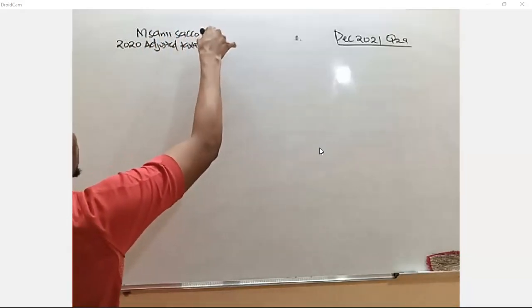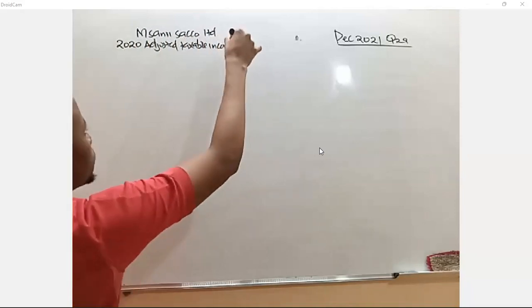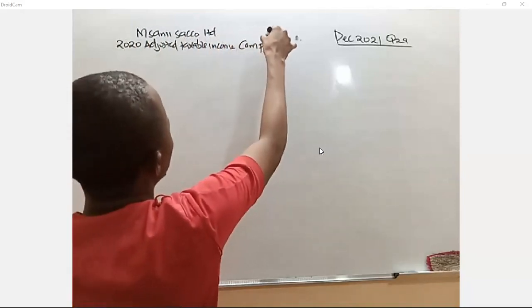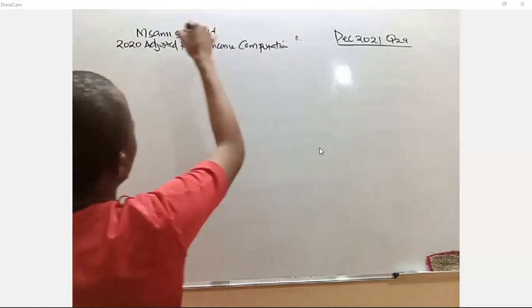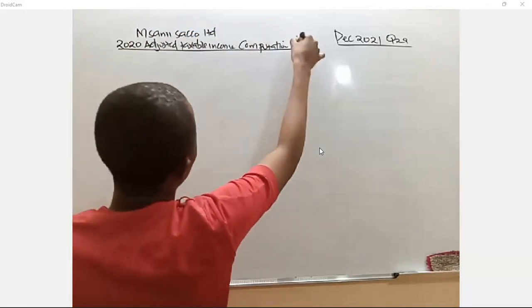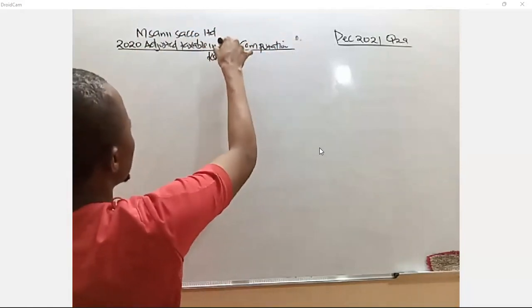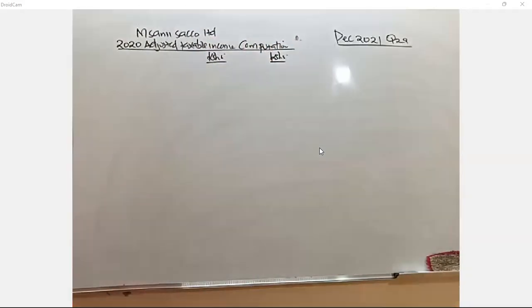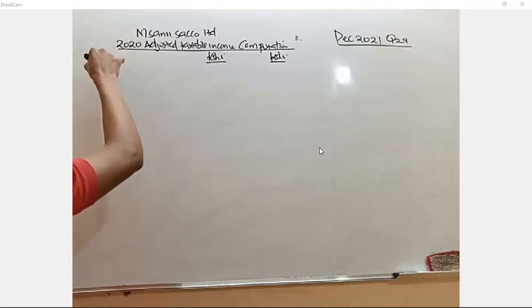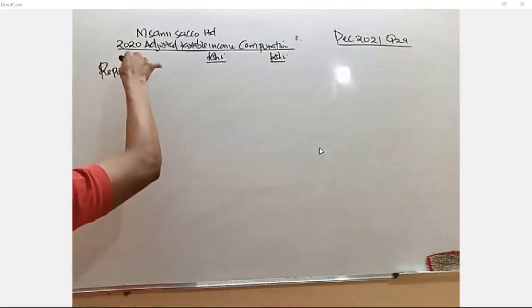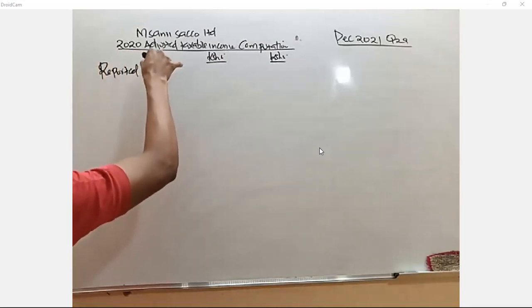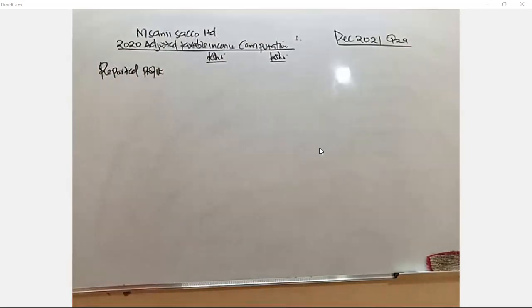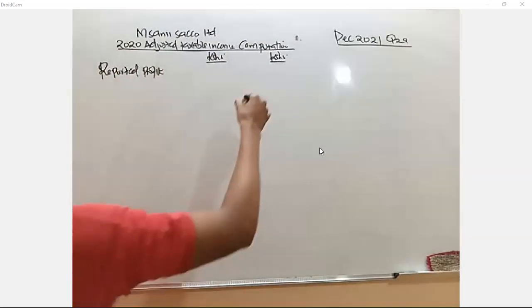Taxable income computation. So I will have two columns here, Kenya shillings, then we have another one here, Kenya shillings there. Now, after you write that, let us start with our reported profits. Our reported profit we are given as follows, 19,140.